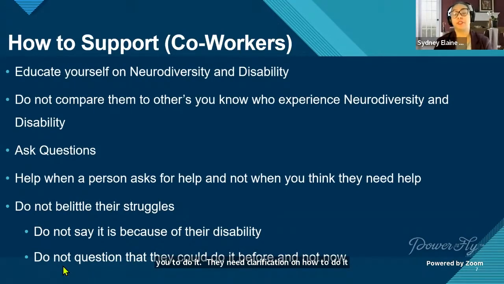Do not belittle their struggles. Do not say they can't do something because of the disability, or because of their neurodiversity. Don't put them in a little box of what you think they can and can't do. Sometimes people can do things and sometimes they can't. So don't question it when they could do it before and can't now. Everyone has good and bad days, because we're all human and we all have our levels of struggle.